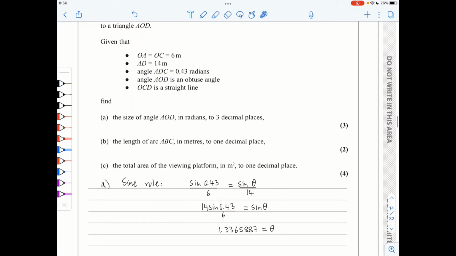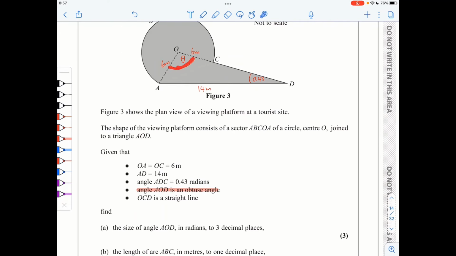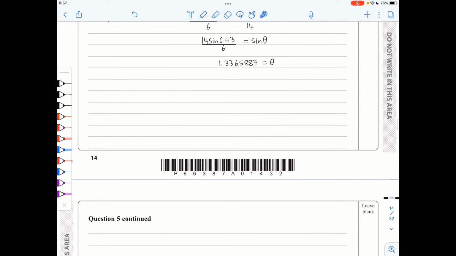However, we've been told that angle AOD is an obtuse angle, so this angle here is obtuse. We know that 1.336 would be one possible value for theta, or pi minus that. The supplementary angle would also satisfy the sine rule. So since AOD is obtuse, we can say that AOD is pi minus 1.3365887, which to 3 dps is 1.805 radians.